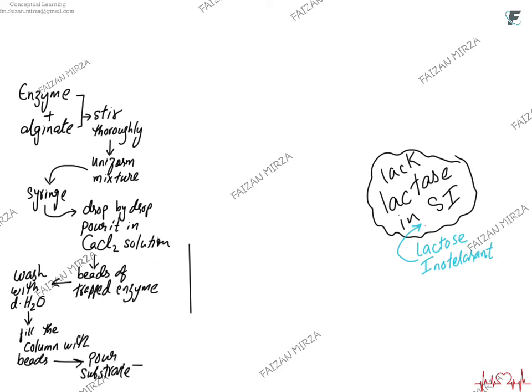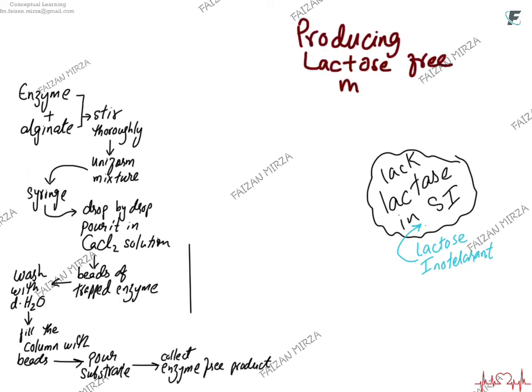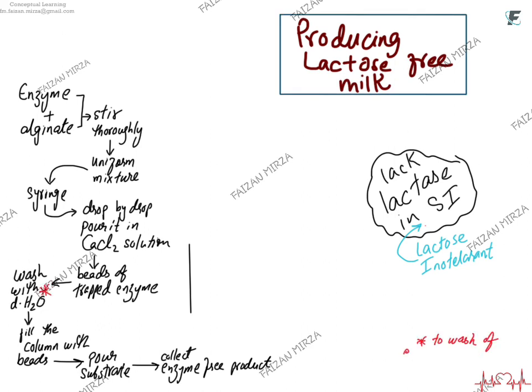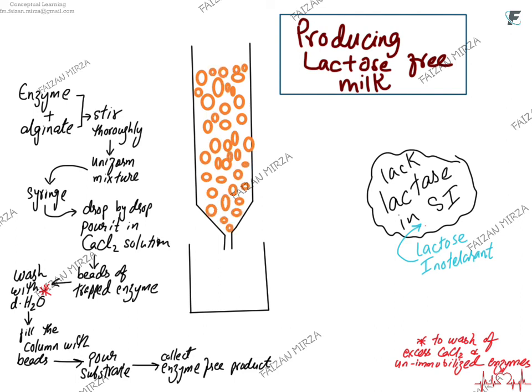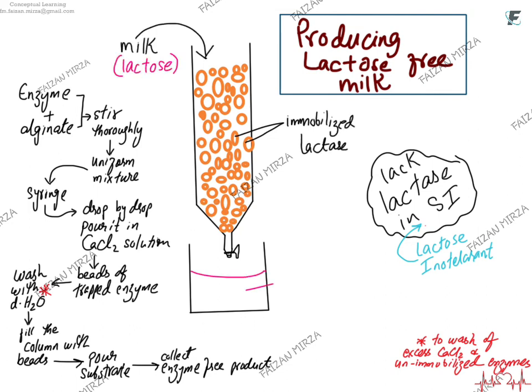You fill a glass column with these beads and you pour the substrate and you collect the enzyme-free product in the beaker. This is how lactose-free milk is produced. So this is the column that you can see that we'll be filling with this enzyme. And when you fill this column with the beads and you add the substrate from the top, as the milk goes through this column, these are the immobilized enzyme. The lactose in this milk will be broken down, and the lactose-free milk can be collected. This will be glucose and galactose here.